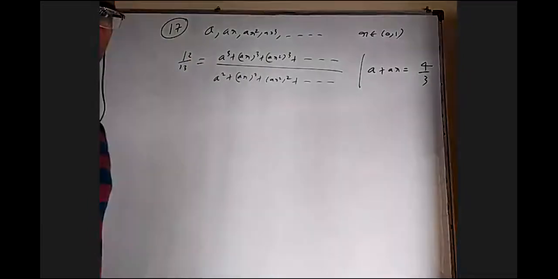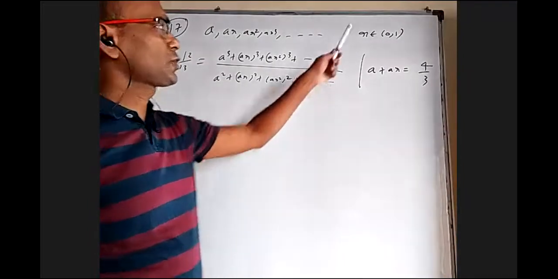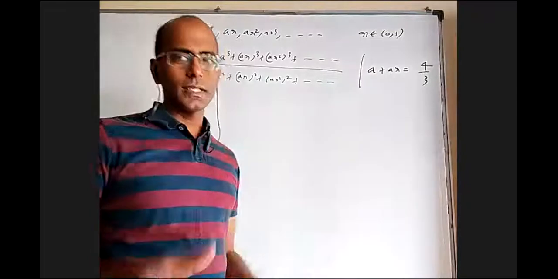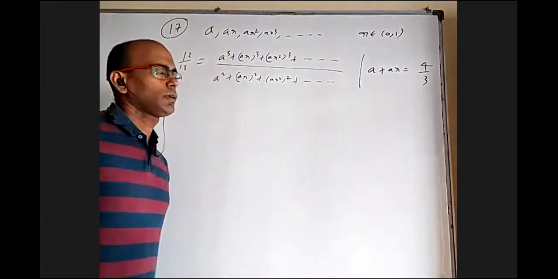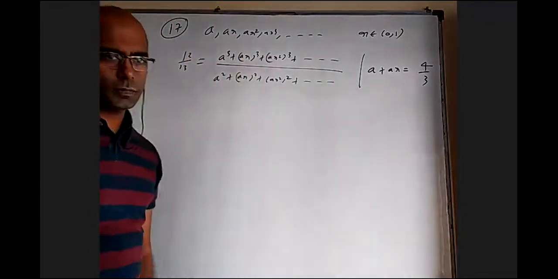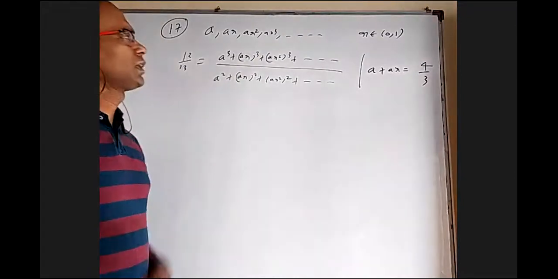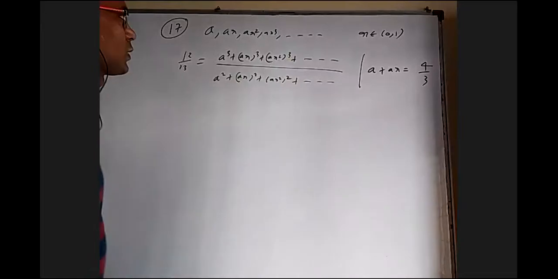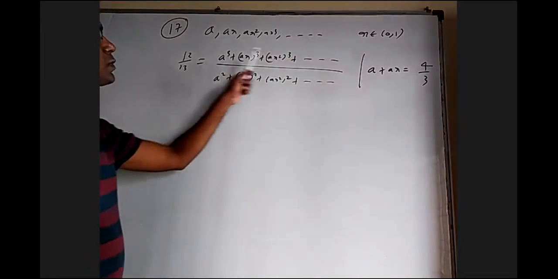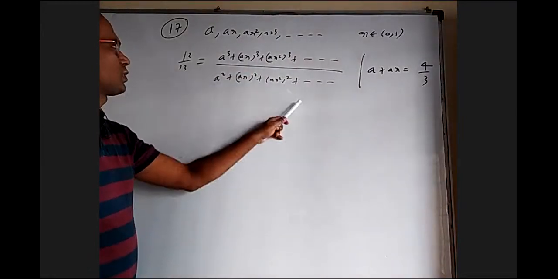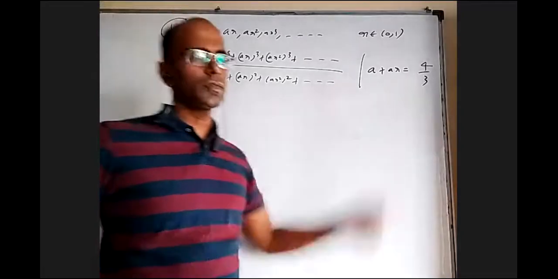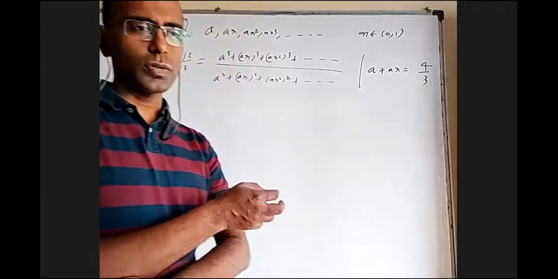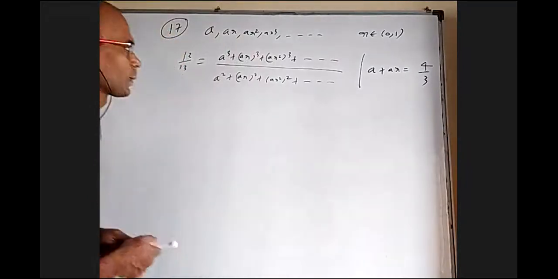Okay, so we have an infinite GP. Our common ratio has to be in the open interval 0 to 1 because they said it is decreasing. If R is more than 1, it will be increasing. R equal to 1, it will be constant. If R is negative, it will be alternately increasing and decreasing. So R has to be in the open interval 0 to 1. Sum of the cubes of all these terms by sum of the squares of all these terms is one equation, A plus AR is 4 by 3 is another equation. Two equations and two unknowns. We should be able to find A value and R value.